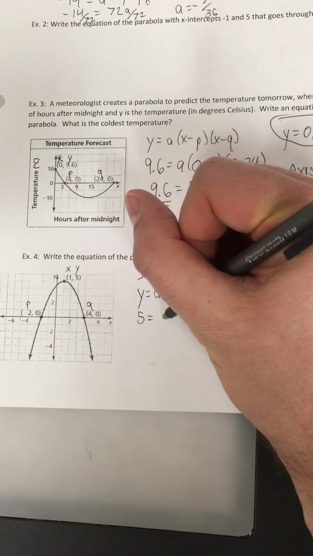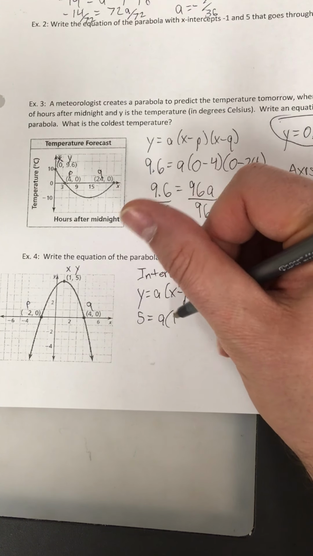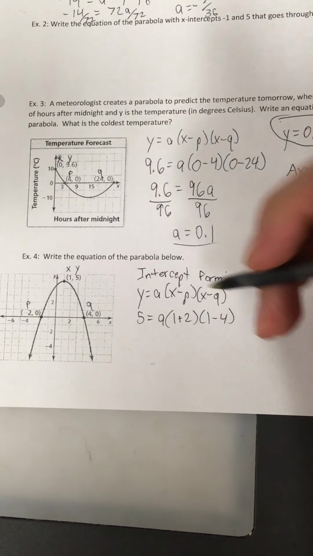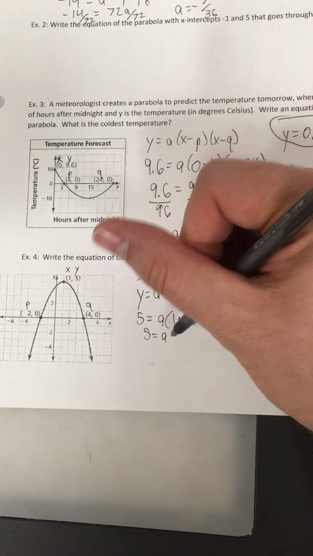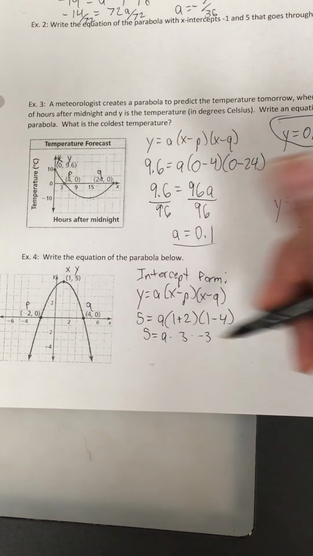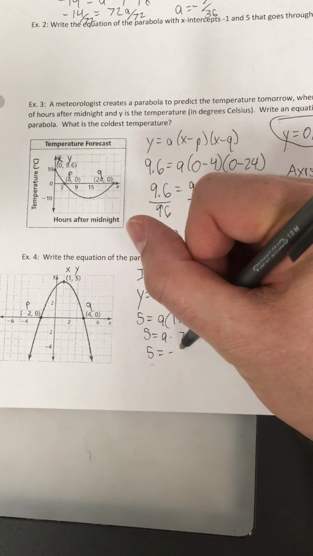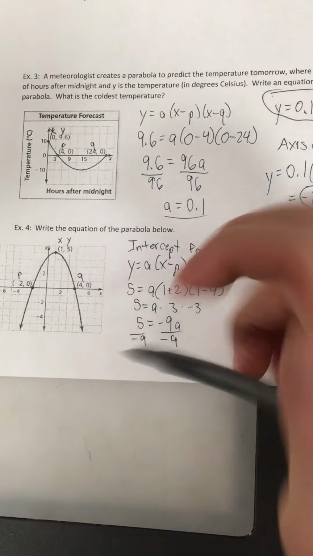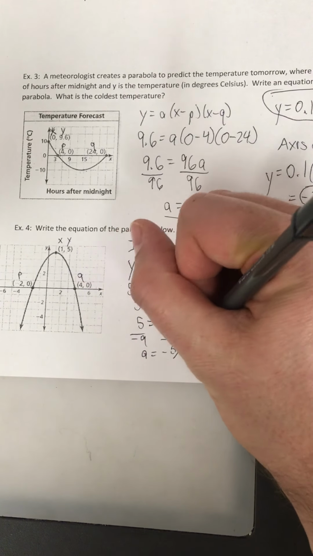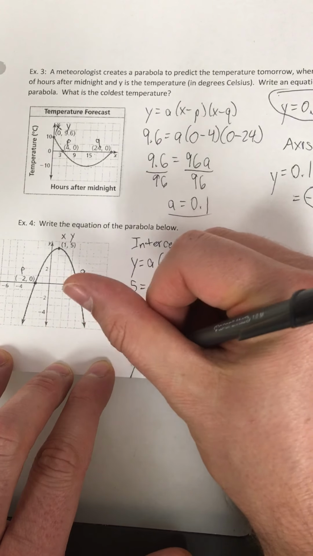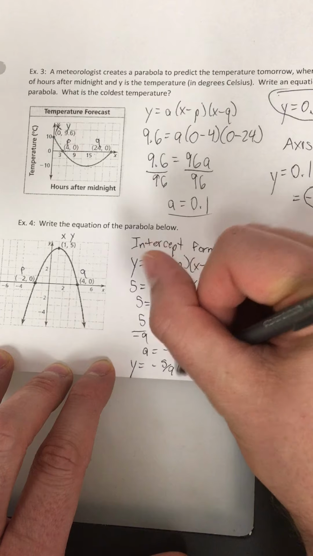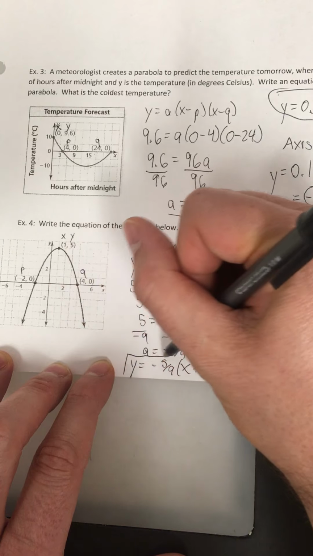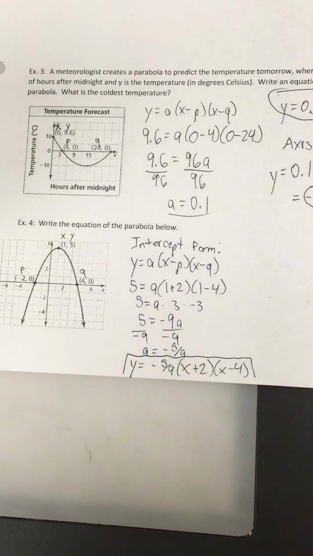Y is 5, I don't know a, x is 1, minus p, so +2, and then x again is 1, minus q, so -4. Work that out. So 5 equals a times 3 times -3. So that's -9. So 5 equals -9a. What's that mean for a? It's negative 5/9. So that means my equation would be y equals negative 5/9 (x plus 2)(x minus 4). That's if we're using intercept form.